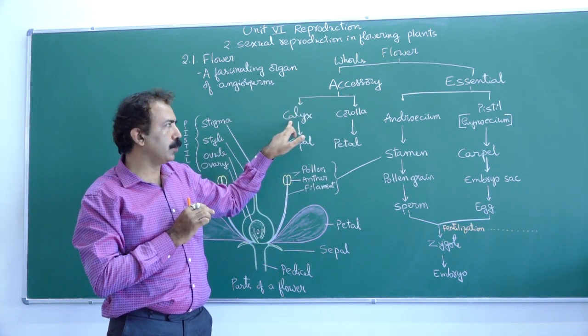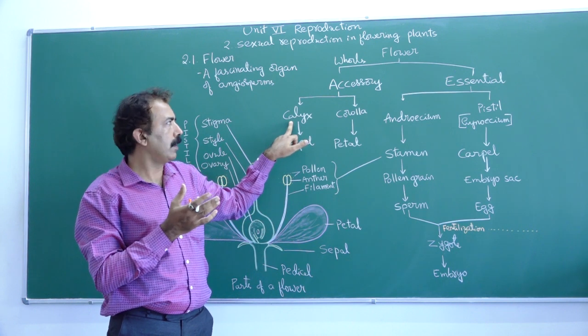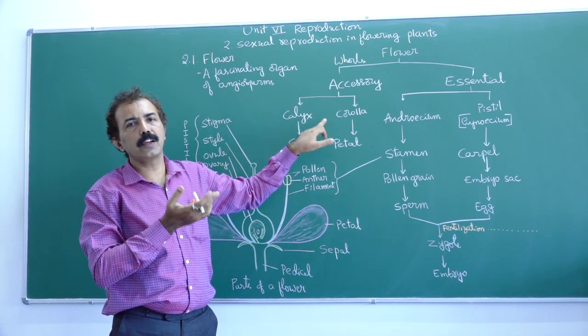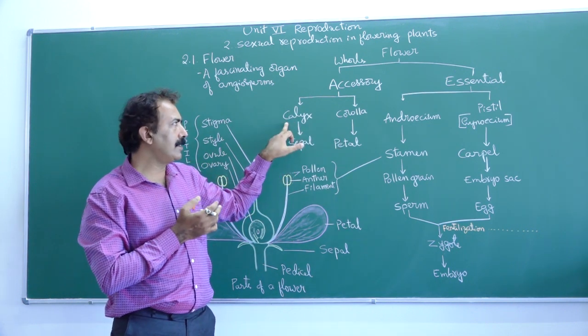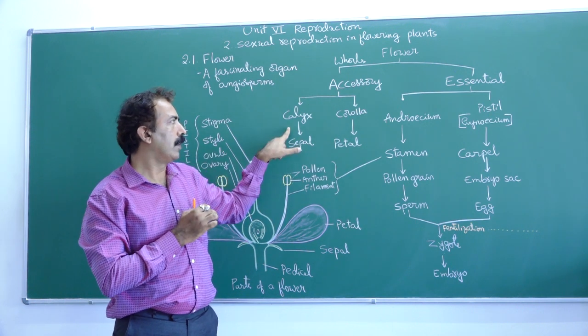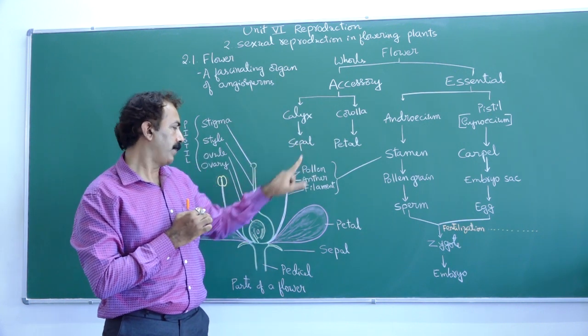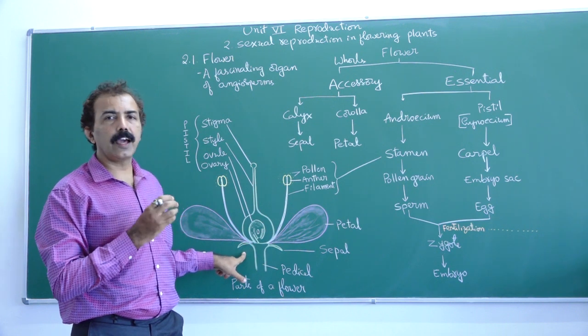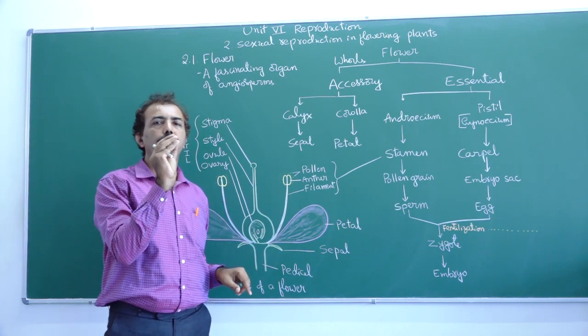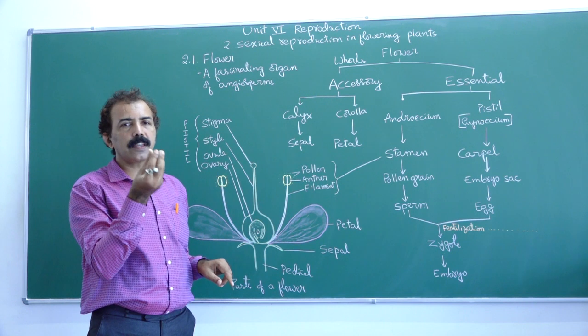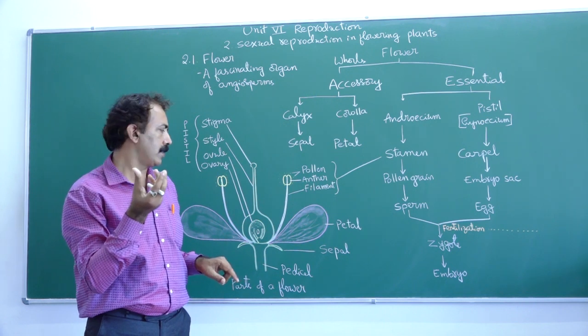Accessory whorls are 2 in a generalized flower, and they are calyx and corolla. Calyx is the outermost whorl. It's made up of sepals. And you can see the sepals. In a hibiscus flower, you will see a green cup, and the green cup represents calyx made up of sepals.